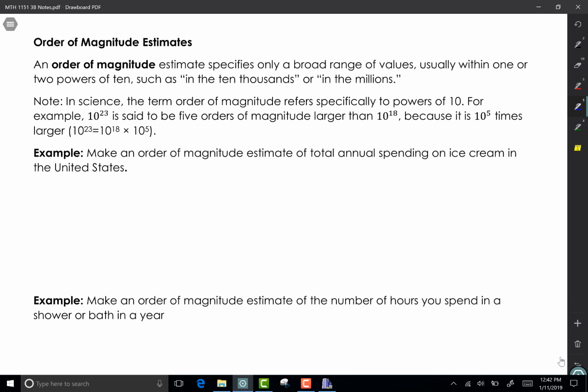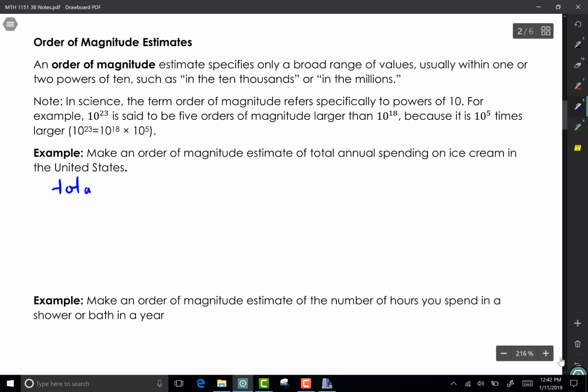Okay. So the first example that we're going to talk about is we're going to make an order of magnitude estimate of the total annual spending on ice cream in the United States. And again, this isn't going to be exact. This is going to give us a broad range for an approximation. Let's start off by listing. This is going to be the total spending per year on ice cream. And this is going to be in the United States, the entire United States.